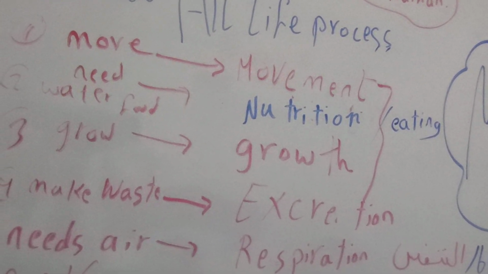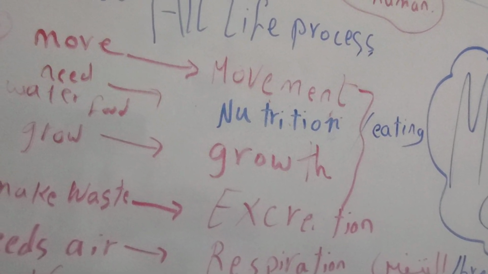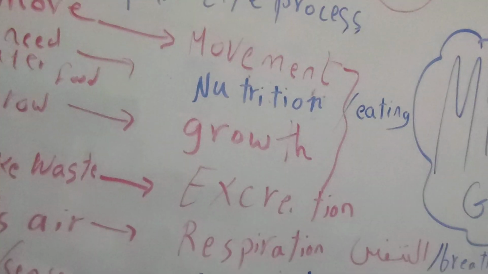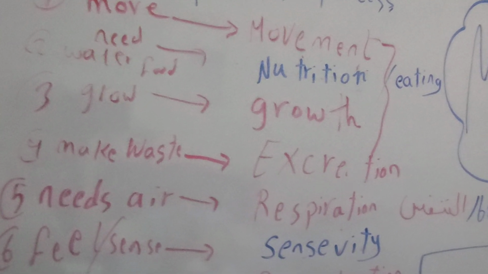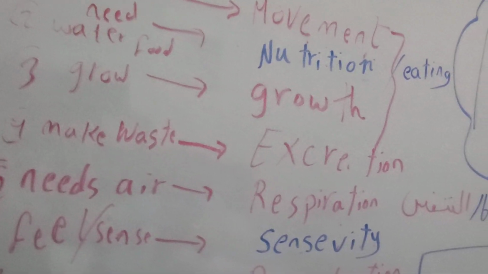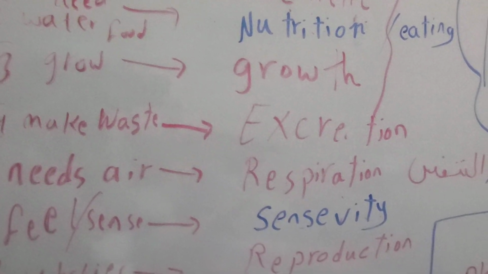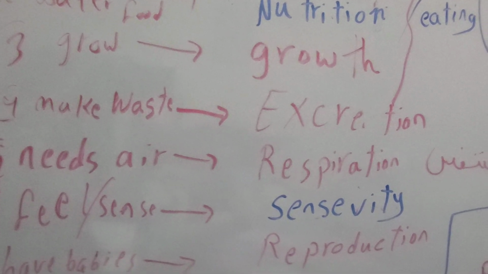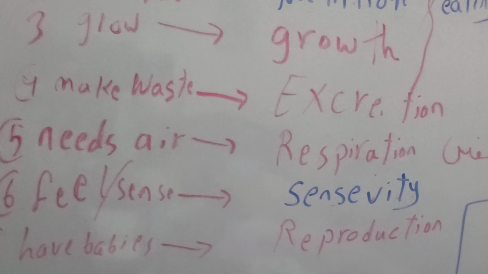Nutrition. Nutrition means eating in English. In science, we call it nutrition. What is the meaning of nutrition? Getting food or water. The third one is growth. You know, you were a baby, then a child, then an adult. So this is called growth. Also the baby of the dog is called a cub. The cub of the dog becomes a big dog. This is called growth.